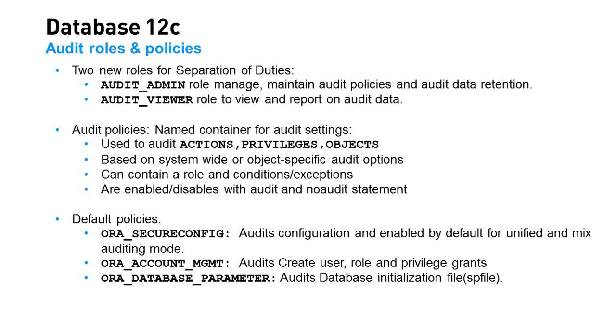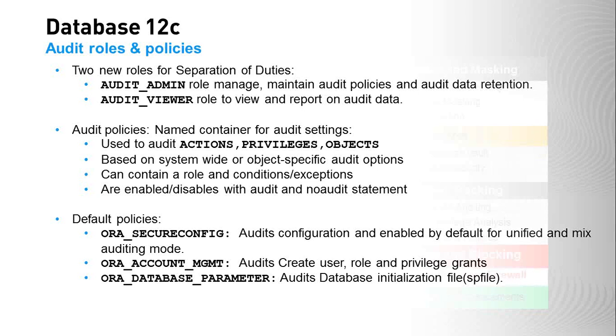There are three default policies configured and shipped out of the box, and each of them can be configured to provide auditing settings for common audit use cases. Like you can see, Oracle Secure Config particularly takes care of the configuration changes. It monitors all the configuration changes and is enabled by default for both types of auditing modes, mixed or unified auditing mode. And there are two others: account management and database parameters. Account management, particularly database user account management, focuses on user accounts, and database parameters focuses on the parameter changes being made to databases. So these are the three default policies configured and shipped out of the box for auditing.